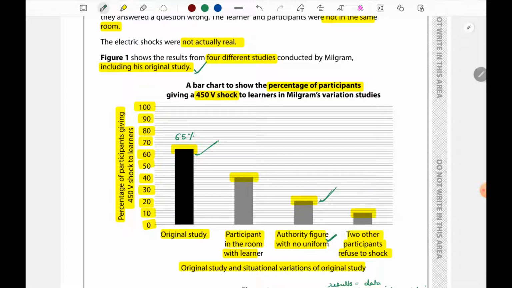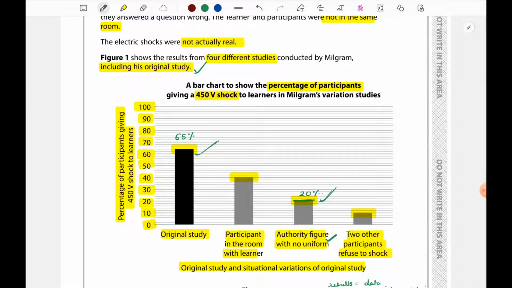Authority figure not wearing a uniform, it's roughly 20%. In fact, here it's pretty exact, so we can say 20%. So it's like 65% and 20%. And that is what we need to point out. It's as simple as that. They're checking our reading of the numbers or reading of the data. Because, like I said, otherwise they would have asked us for conclusion.